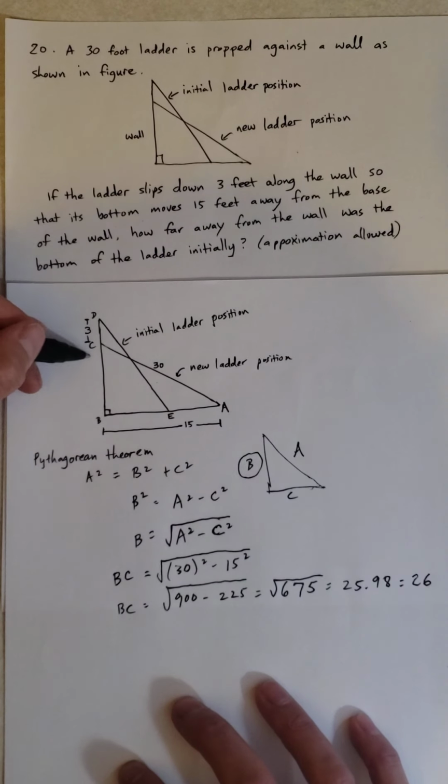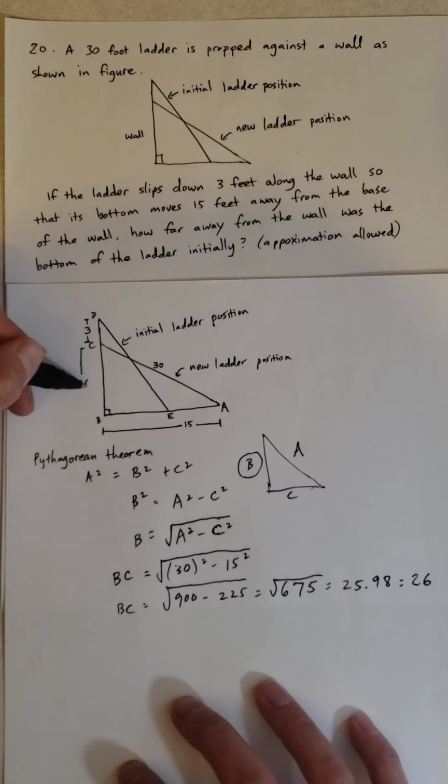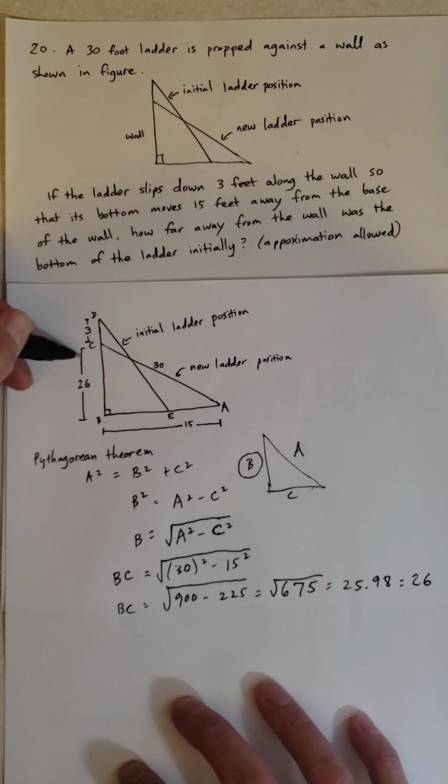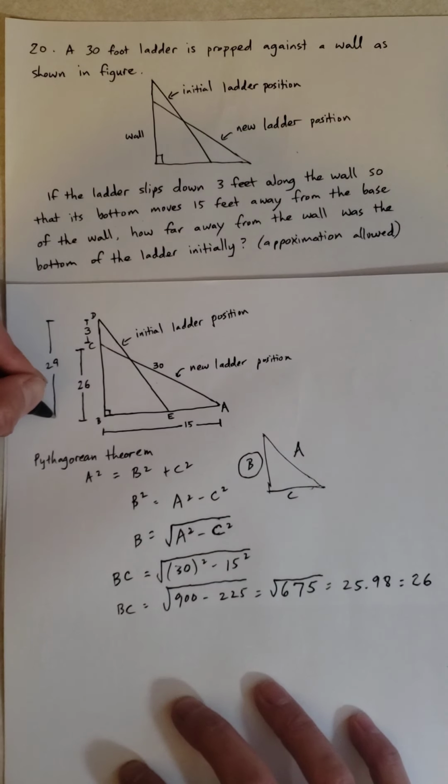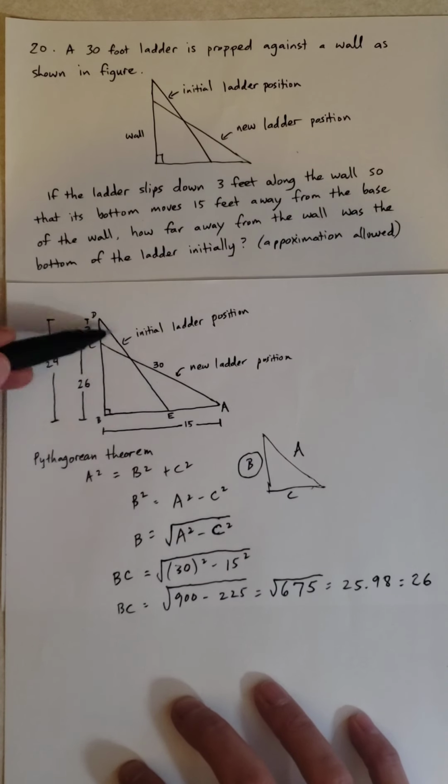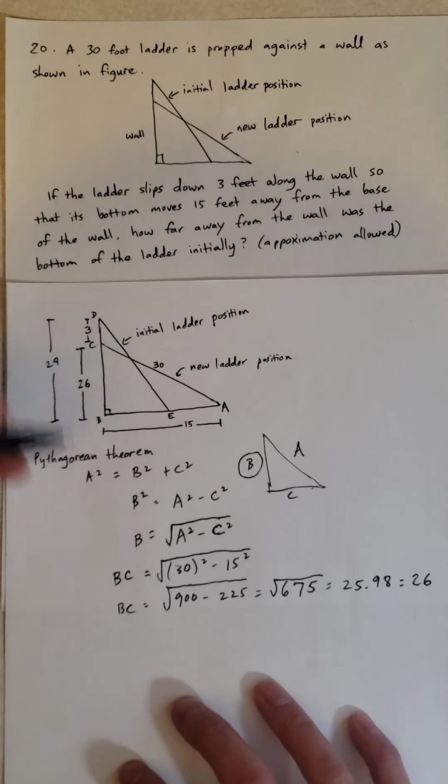So now we've identified this side here as 26. Right? And 26 plus 3 is 29. So this whole side from D to B is 29. And now you can solve for this triangle here because we know this is 30, that's 29.